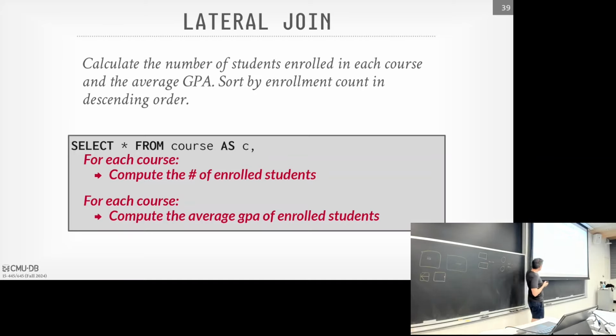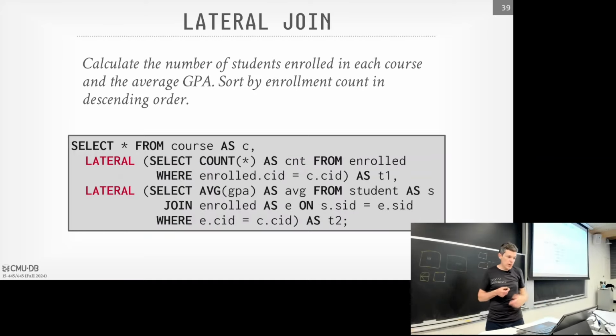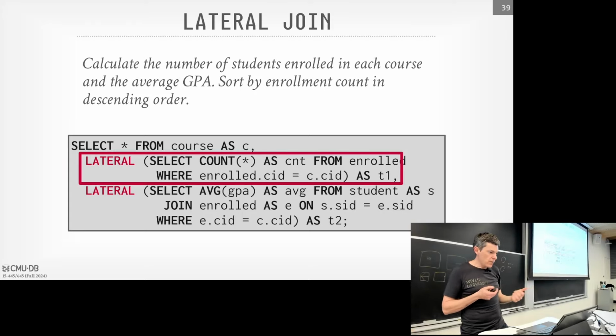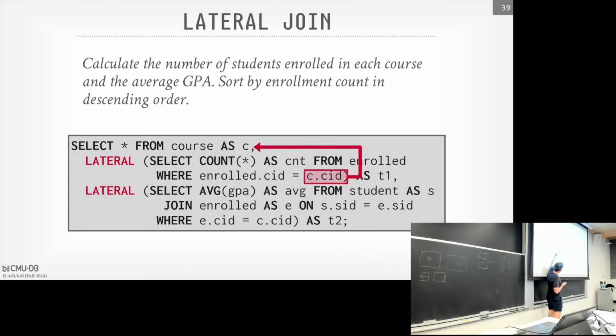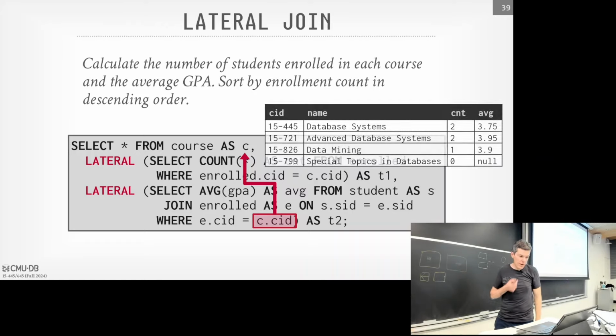So there are basically two subqueries we want. For each course, we want to compute the number of enrolled students, and then also for each course, we want to compute the average GPA of the enrolled students from above. So you could write this as two laterals. In this first part, the inner query is referencing the CID coming out of the outer query here. And then the bottom query down here is going to reference the same thing, but it also can reference anything that was computed in the one before it. And then we get our answer like this.